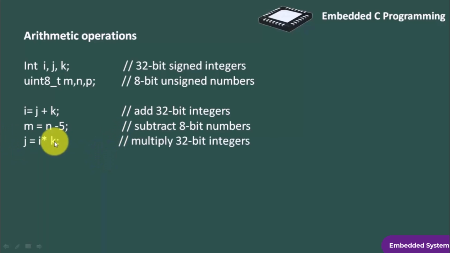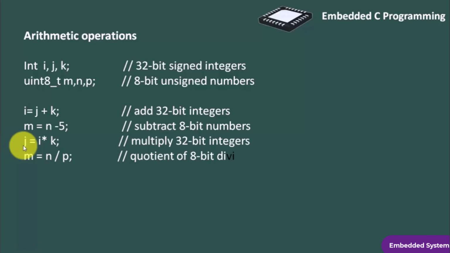Embedded C also supports the multiplication operation. Here i gets multiplied by k. Since both i and k variables are of length 32 bits, the resultant value will be 64 bits, and that will get stored into variable j.